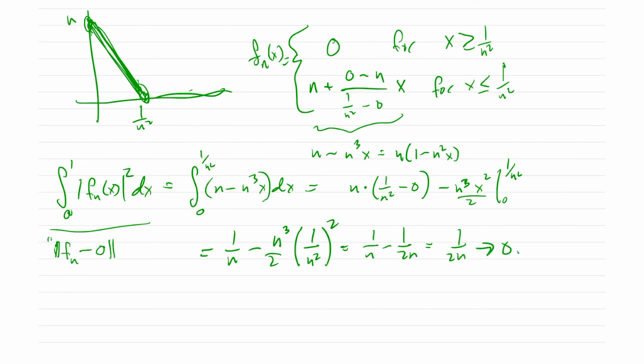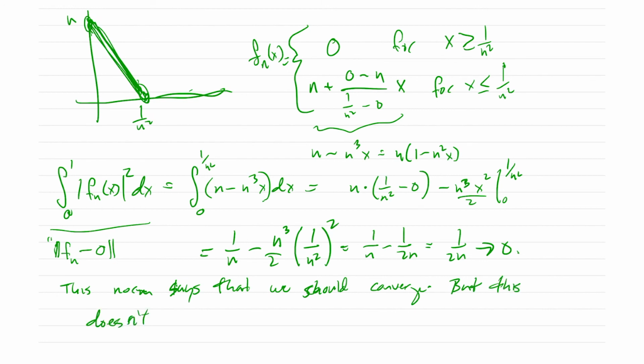So the idea is that this norm says that we should converge. But this doesn't converge to a continuous function. So not a Hilbert space.